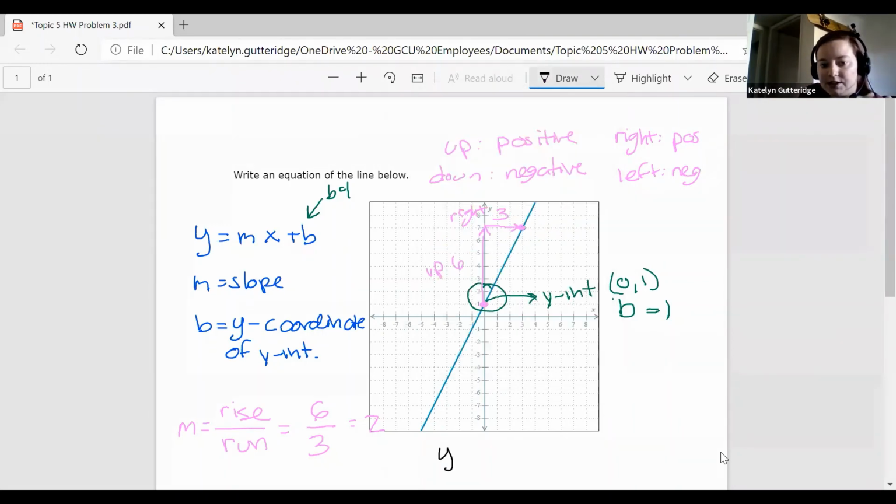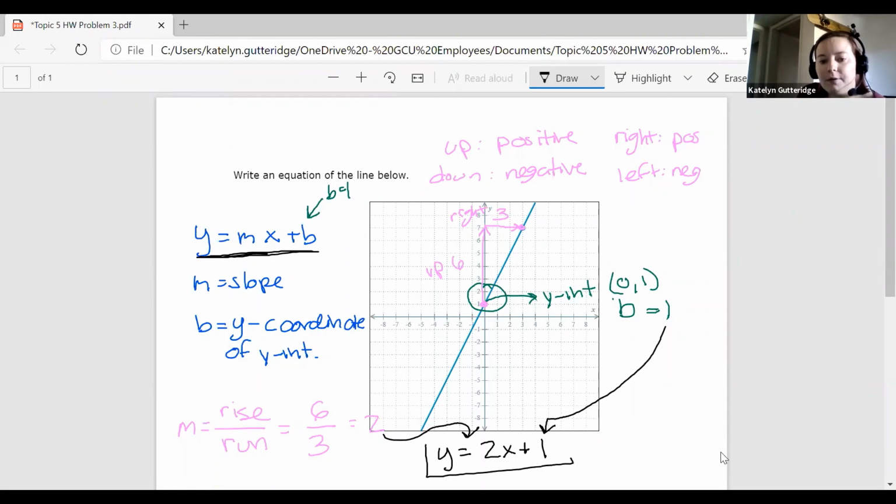For our final answer, I start with the y equals. I'm following my y equals mx plus b. For the m, I put my slope, which is 2. Keep the x. And then for the b value, I put my y-intercept, which is 1. So then my final answer here would be y equals 2x plus 1. And this is how you write the equation of a line that is graphed.